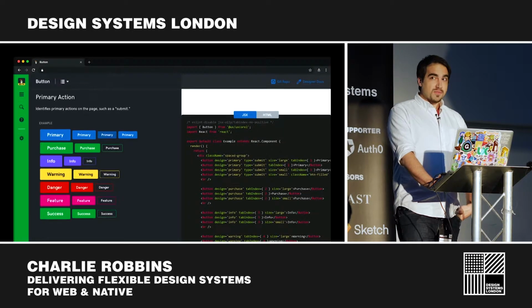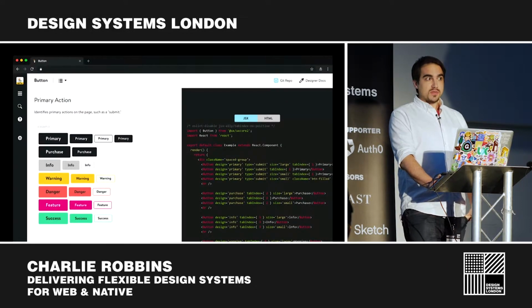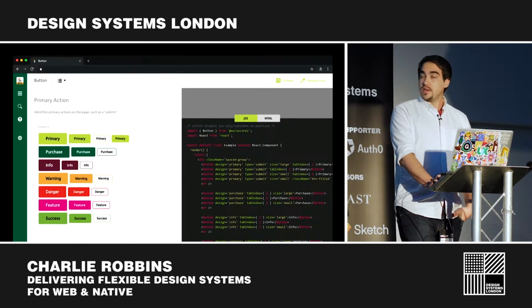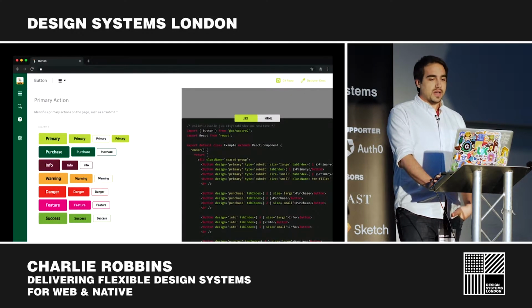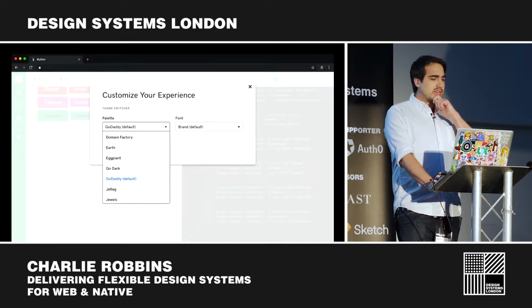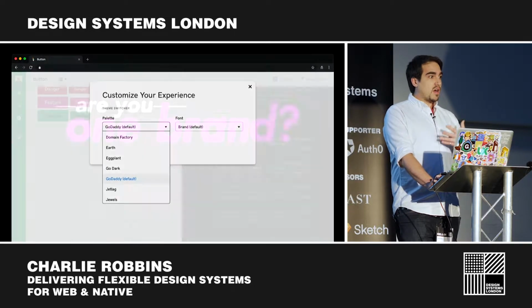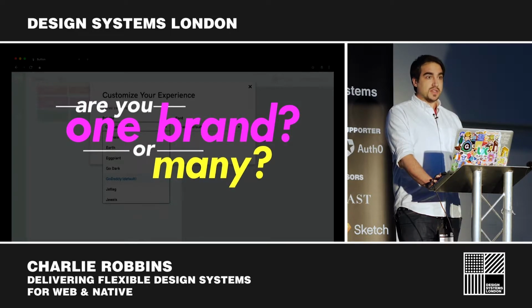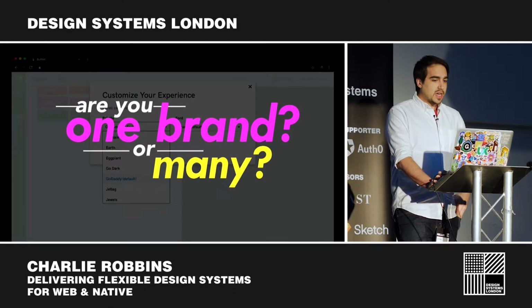So we have a number of palettes. This is the dark one. This is Media Temple, where we also own Media Temple. Anybody from Germany might recognize these colors if you use Domain Factory. We actually have about 197 of these. So the important thing to recognize when you're building a flexible design system is, are you one brand or are you many brands? Because there are a lot of implications for that.